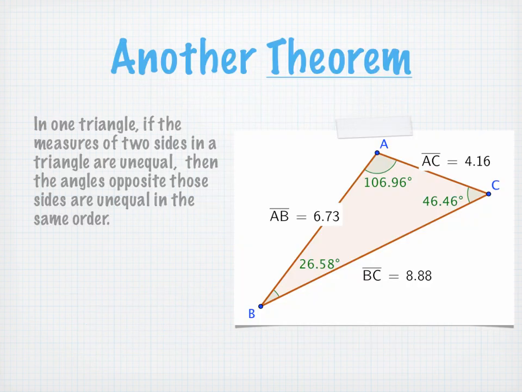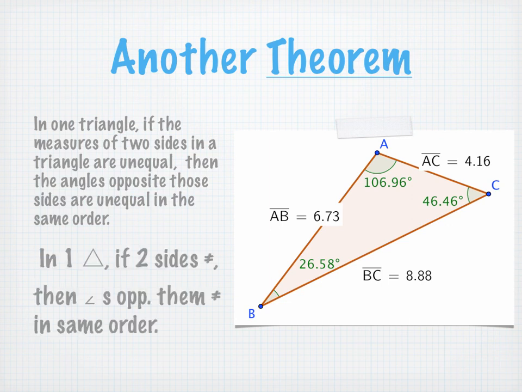So this theorem, we say in one triangle, if the measures of two sides of a triangle are unequal, then the angles opposite those sides are unequal in the same order. In other words, BC is opposite angle A, therefore BC would be the largest side, so angle A would be the largest angle. So in abbreviated form, in one triangle, if two sides are unequal, then angles opposite them are unequal in the same order.